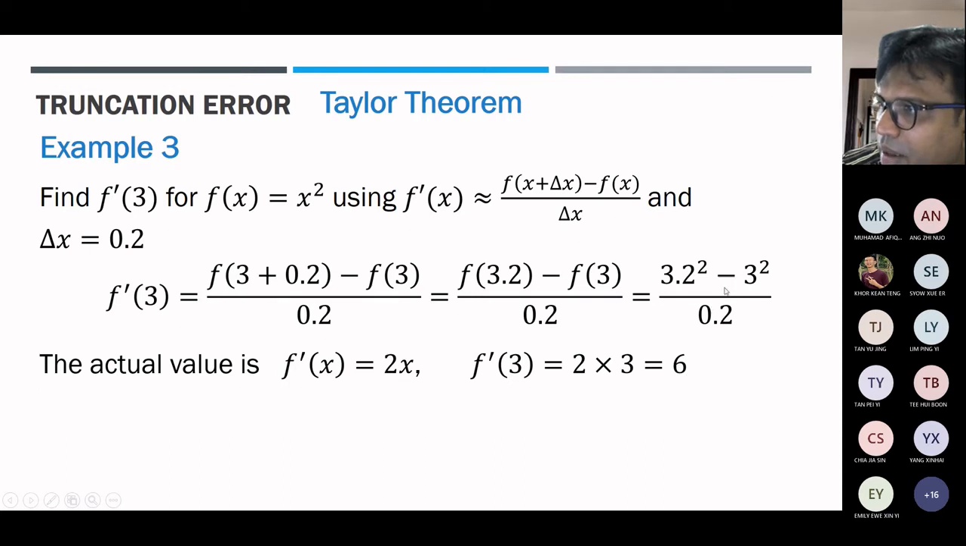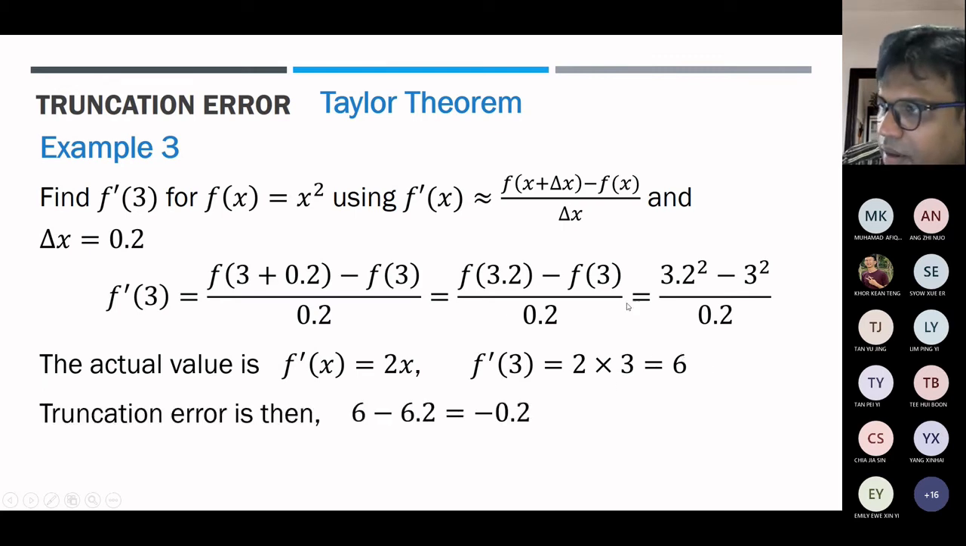And this is your approximate value. When you plug in those values, you can see the difference. Calculate it yourself: 3.2 squared minus 3 squared over 0.2. That will be your approximate value, and then you need to check it against your exact solution. This value will be 6.2.